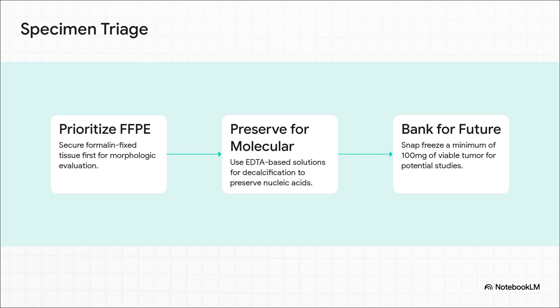Step 1. You feed the eyes. You have to get tissue into formalin for your slides. That's your foundation. Step 2. You feed the genes. You need tissue for molecular testing, and how you prep it is huge. And step 3. You bank for the future. Snap freezing a little bit of tumor could be critical for future research or clinical trials.